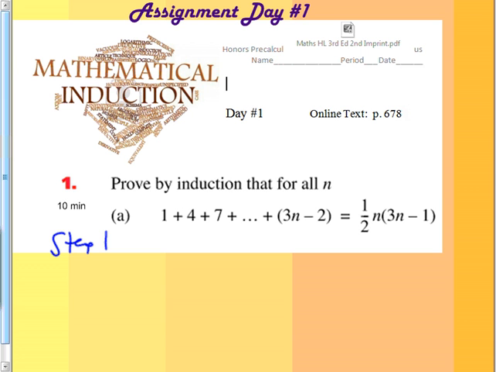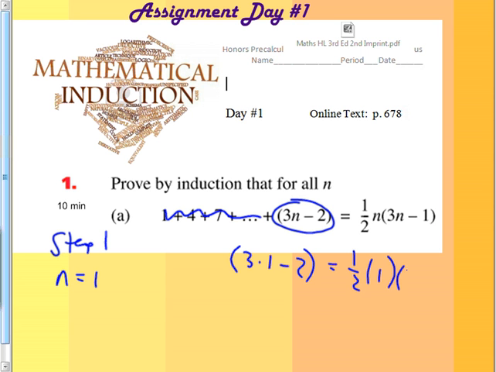Step one is to prove it works for n equals 1. So I'm just going to take that, because I don't need all these terms, just the first term, which is actually, in this case, the last term. And I'm going to put in 3 times 1 minus 2 equals 1/2 times 1, times 3 times 1 minus 1. And hopefully, when you work that all out, it actually is the same thing on both sides.